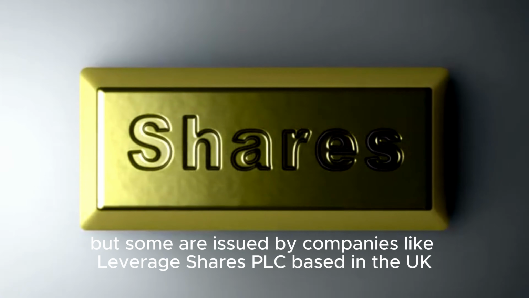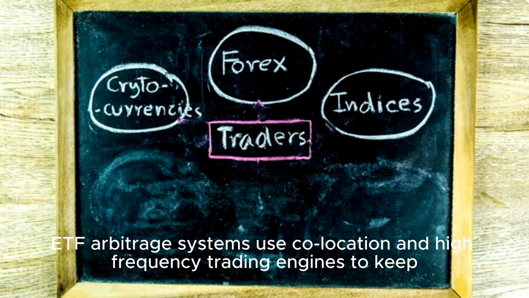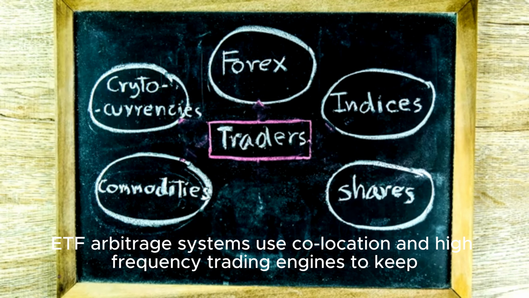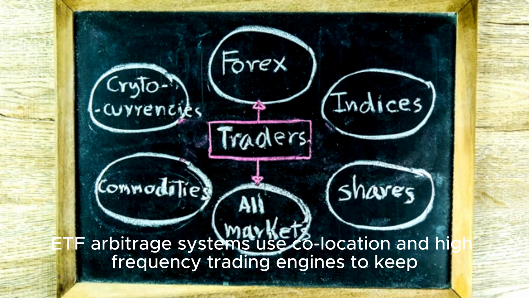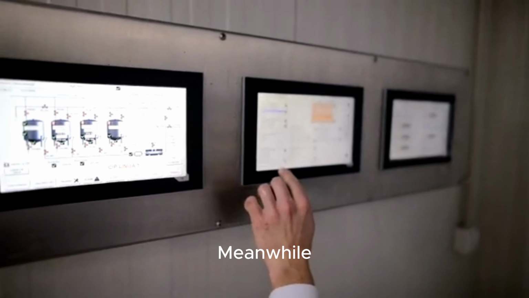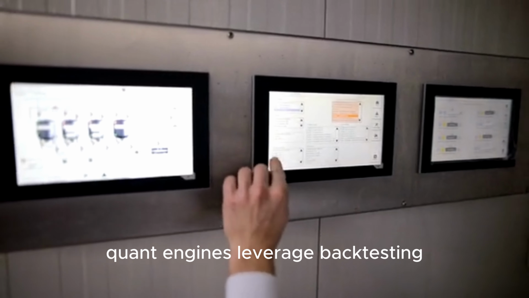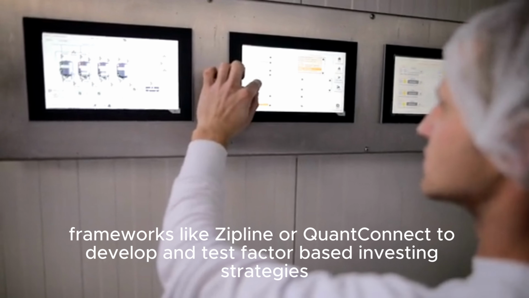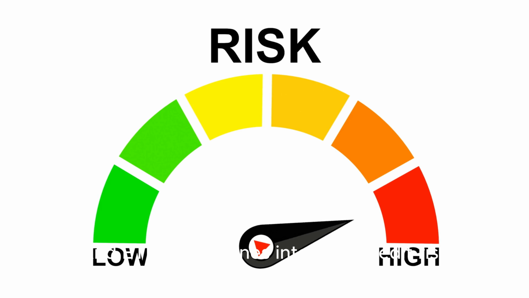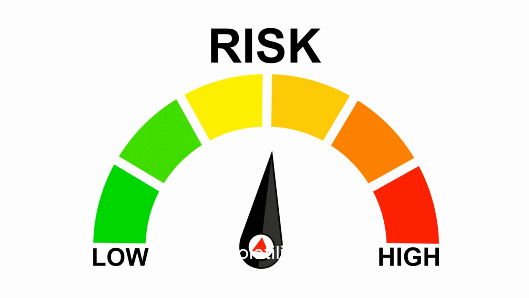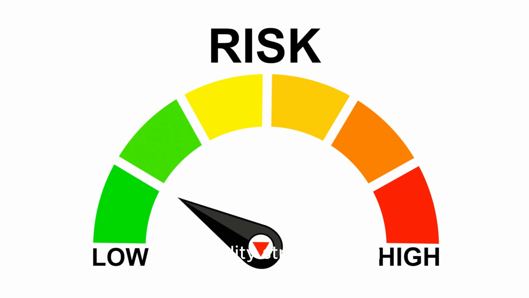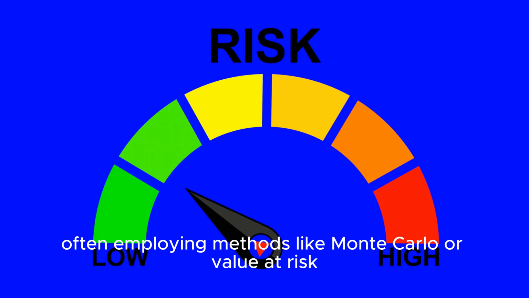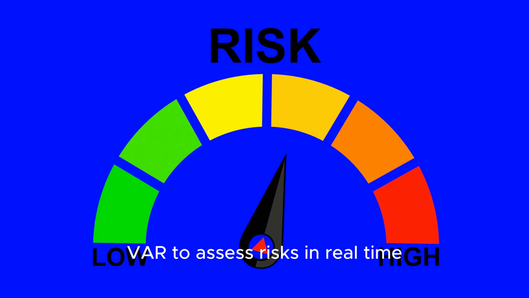Moving on to infrastructure, we have systems that help execute trades efficiently and accurately. ETF arbitrage systems use co-location and high-frequency trading engines to keep ETF prices aligned with their NAV. Meanwhile, quant engines leverage backtesting frameworks like Zipline or QuantConnect to develop and test factor-based investing strategies. And ETN risk engines integrate credit risk, volatility, and liquidity stress testing, often employing methods like Monte Carlo or value at risk, VaR, to assess risks in real time.